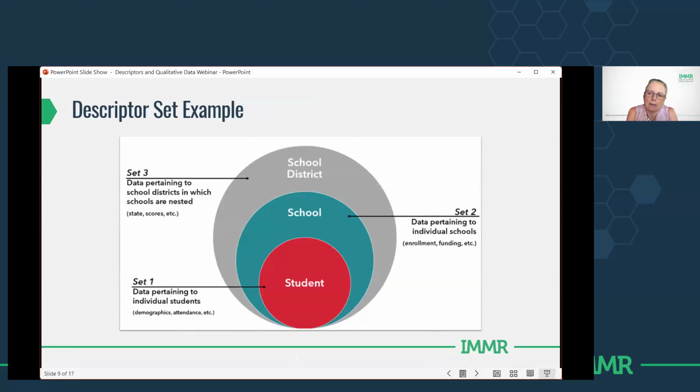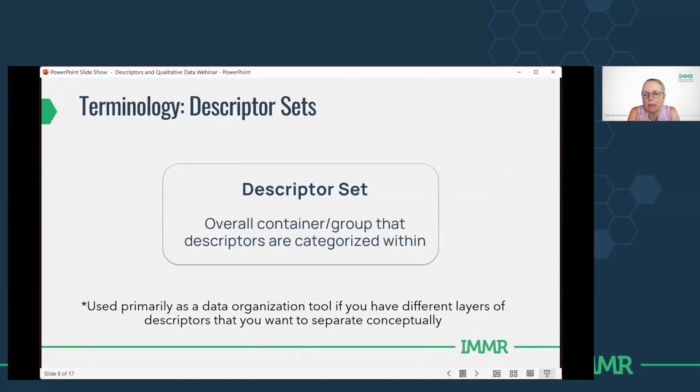So if you just go back to the slide for just a minute, if you think of listing your descriptors in a spreadsheet, the spreadsheet itself would be the descriptor set. The column heading would be each of the descriptors, and the rows themselves would be the profiles. That's the way I like to visualize, and it helps me a lot.